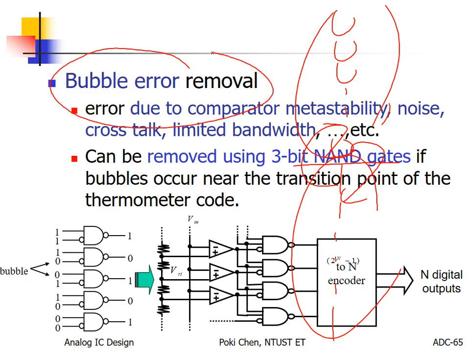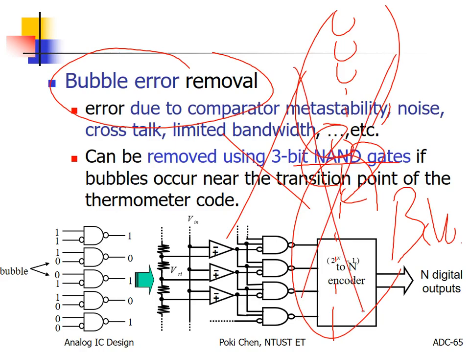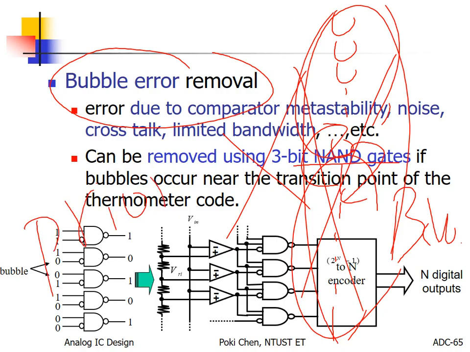And how do we remove such bubble error? Because this is not a good representation of your digital signal. To get better information density, we always use binary weighted code. This is thermometer code, and we need to convert it into binary code. We have the so-called priority encoder or decoder.